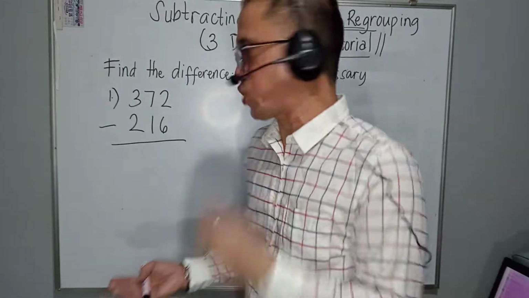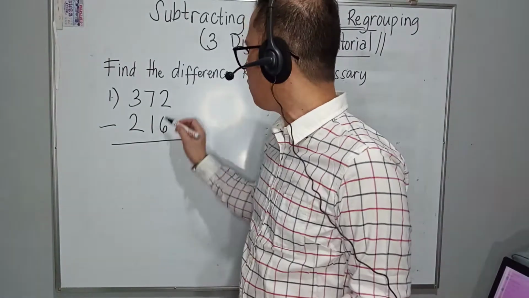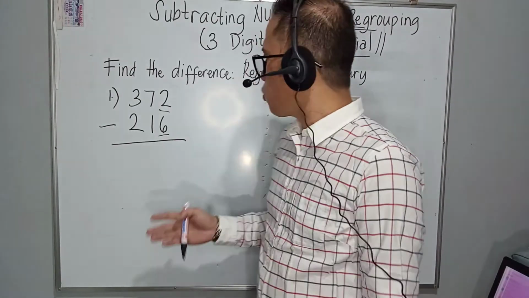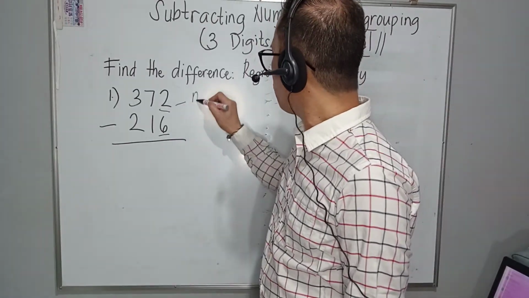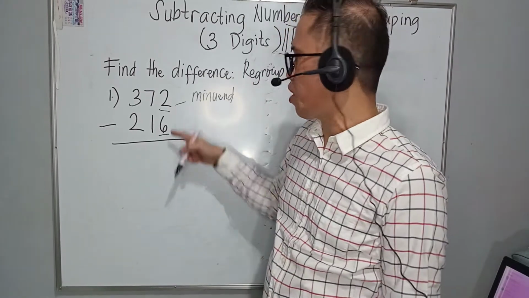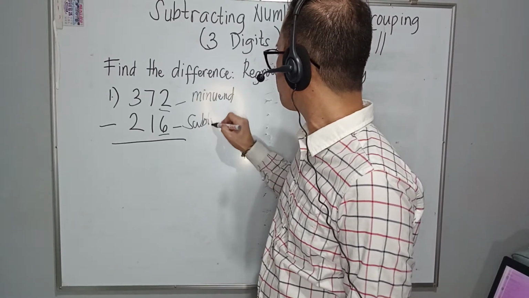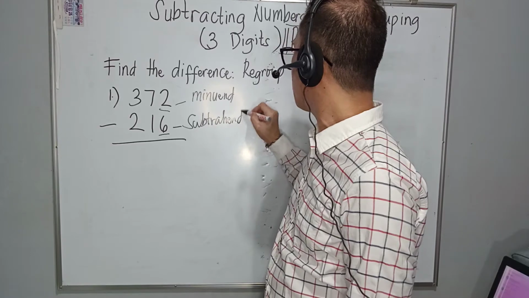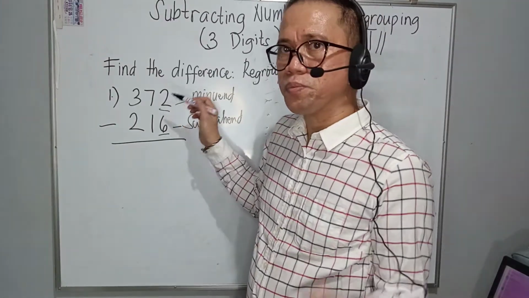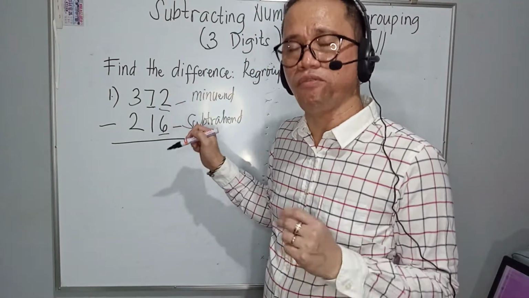Now, we are going to start with ones. And what are the numbers under ones? We have 2 and 6. How are we going to do that? Remember, class, our minuend is smaller than our subtrahend. Am I right, my dear viewers? Now, in order to subtract, the minuend will borrow from the next number, which is in the tens place value.